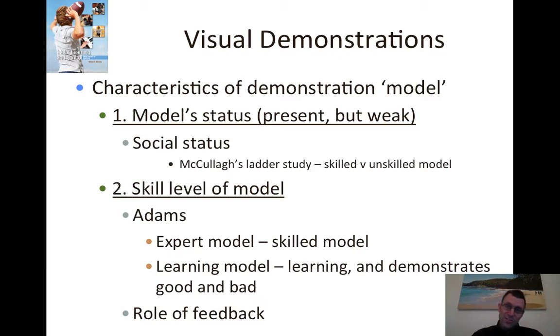One is the characteristics of the demonstration model. It doesn't matter who's giving the demonstration. Usually there's no choice, right? It's usually the coach or the teacher. But given the choice, let's see how different models affect the outcome of the learner, since research has been done. One of these characteristics is the model's status.